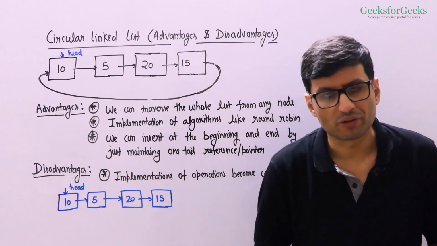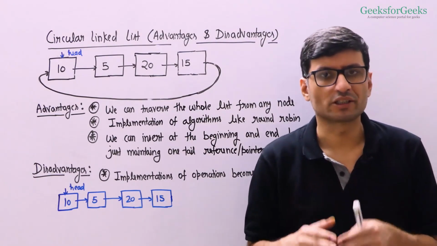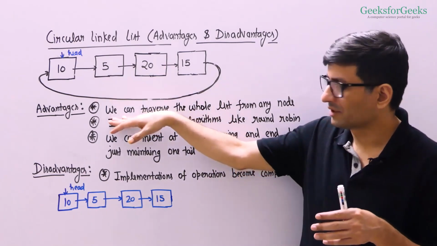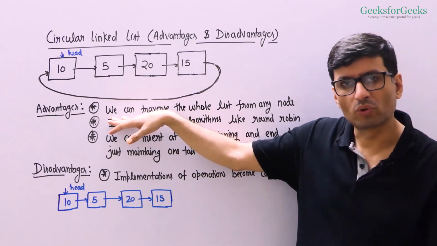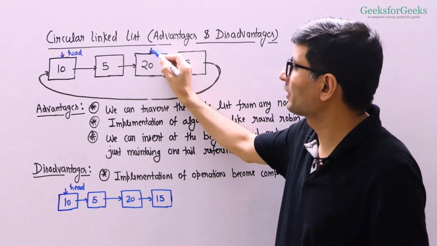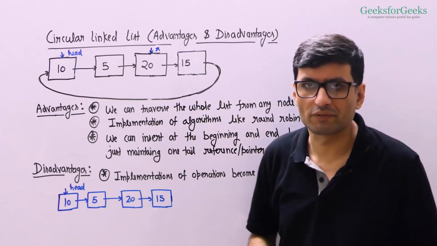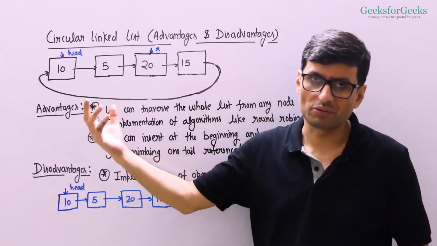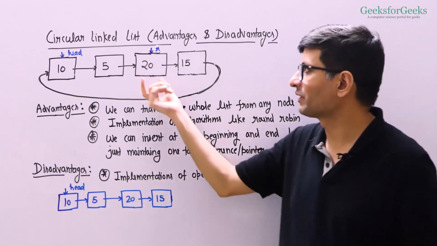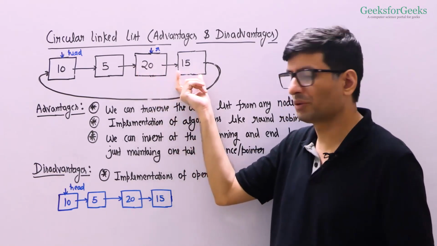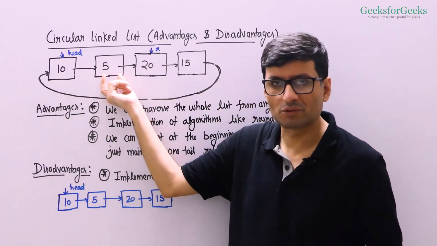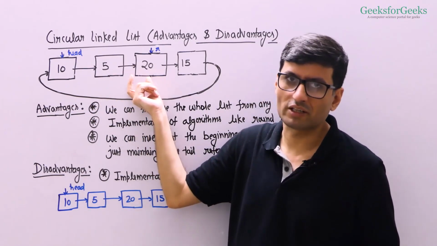Let us now talk about advantages and disadvantages of a circular linked list. So the first advantage is we can traverse through the whole list from any node. If I give you reference to this node in a variable r, and if I ask you to traverse through the whole circular linked list, you can easily traverse by running a loop. You will first traverse 20, then you will go to 15, and using next you can come to 10, using next you can come to 5, and you will stop when you come to r again.